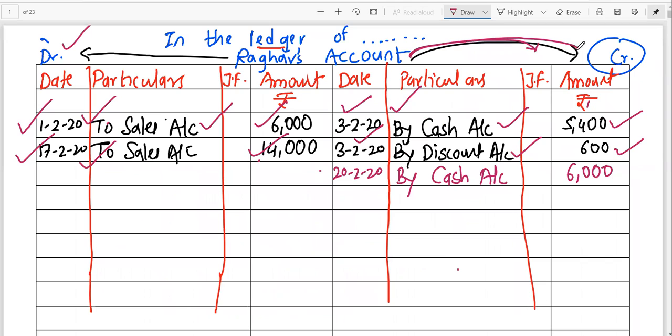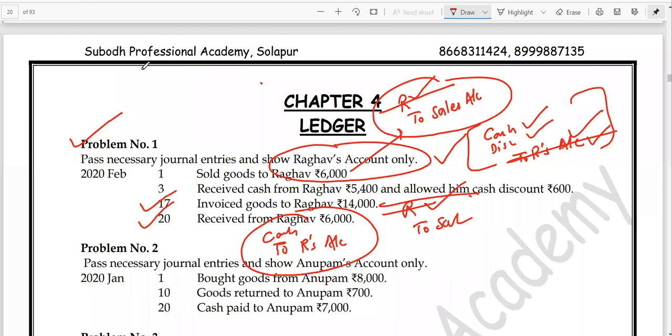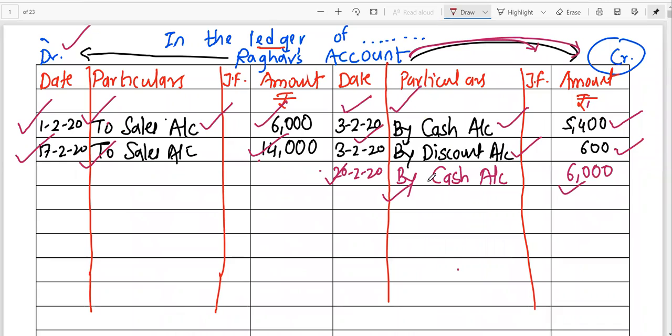Go to Raghav's account credit side, write down the date first, and then by cash account. How come? In the entry, cash account debit to Raghav's account. If you cut down Raghav's account, you are remaining with cash account. So write down by cash account rupees 6,000. Have you understood till here? I have already asked you not to close this account, as we are remaining with one more concept in this topic.